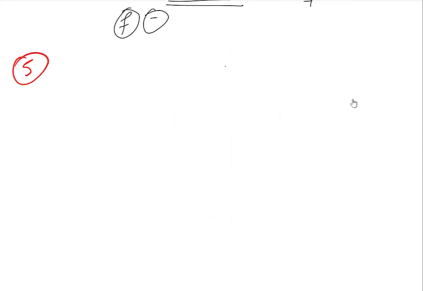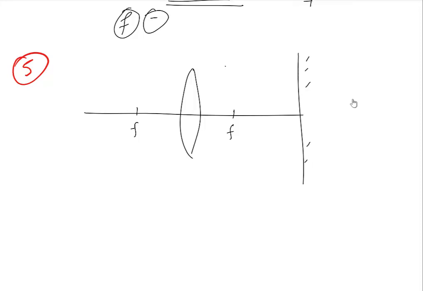Question number 5 says, a lens of focal length f projects m times magnified image of object on the screen. The distance of screen from the lens? Alright, so it's given there's a lens like this. Focal length is f. Now there's a screen somewhere which produces m magnification. That is, height of image will be m times height of object. Now object is here somewhere. Let's say this distance is u.